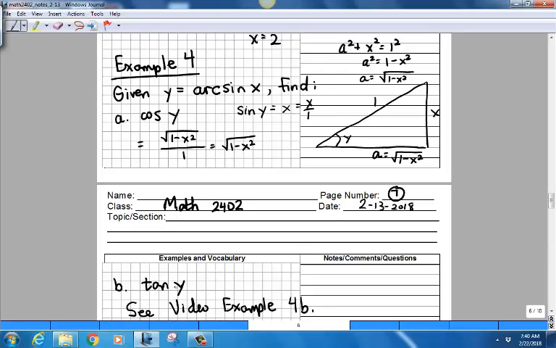And now we also want to find the tangent of y. Well, of course, tangent of y is going to be opposite over adjacent in a representative right triangle. And now that we've got the sides of our right triangle labeled, then we can compute this tangent, right? So it's going to be opposite, which is x, over the adjacent, which is square root of 1 minus x squared. So there is an expression for tangent of y, x over the square root of 1 minus x squared.